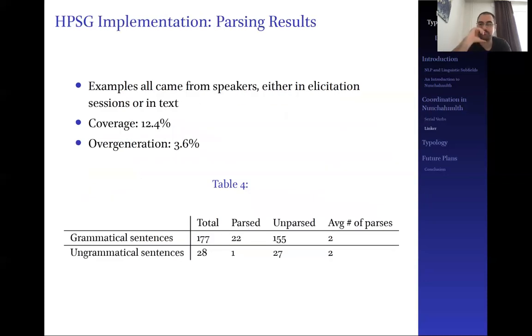So once again, I had held out test sentences. All of these came from speakers, either in elicitation sessions or in texts that I got from them. Coverage again was low, but again, this is coverage over naturally occurring text. So 12.4%, which is, I think, decent for a couple years' work. And overgeneration was quite low, again, at only one sentence. And this time it was a real overgeneration that should be an ungrammatical sentence.